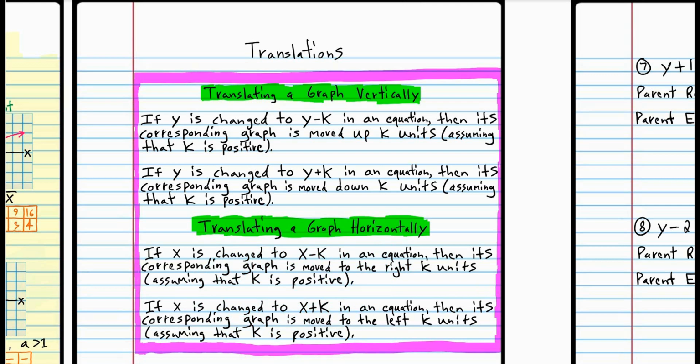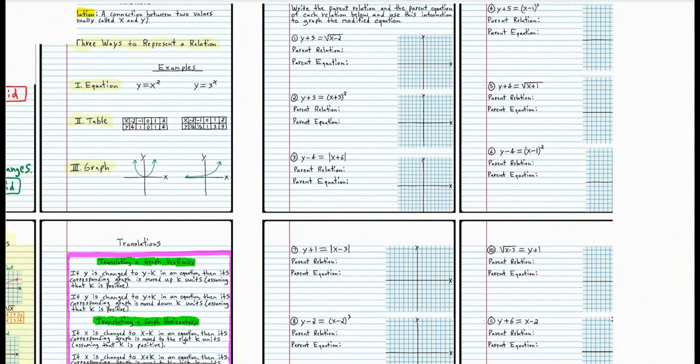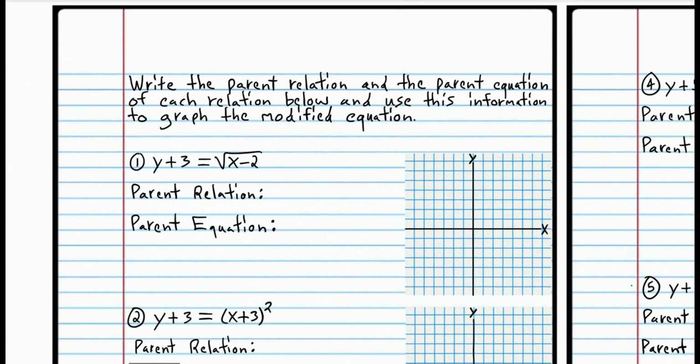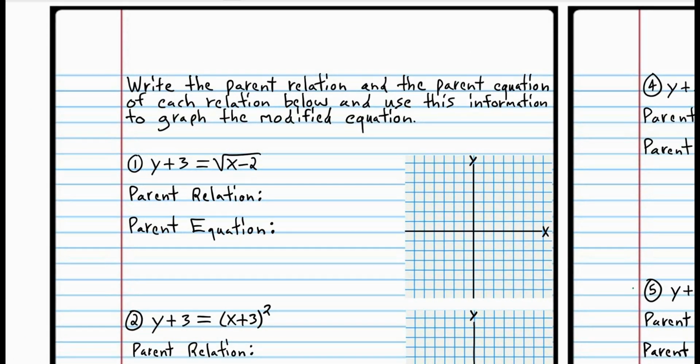Now, a lot of people would say, whoa, wait a second, I think you got that backwards. If you subtract a number from y, that should move the graph down, not up. Well, actually, it's the exact opposite of what you would think. If you subtract from y, it actually moves the graph upwards. And none of that really has any meaning whatsoever unless we can do some practice problems and see how this works.